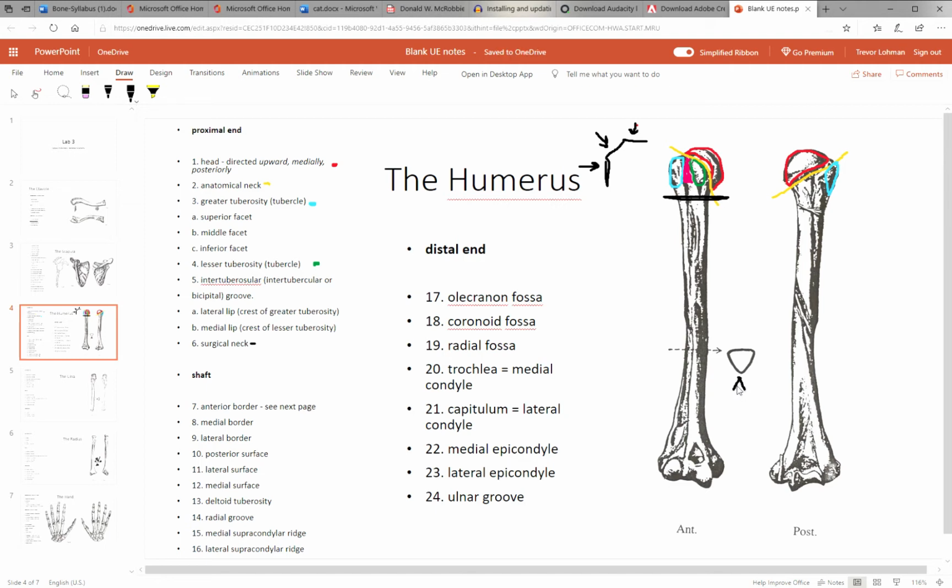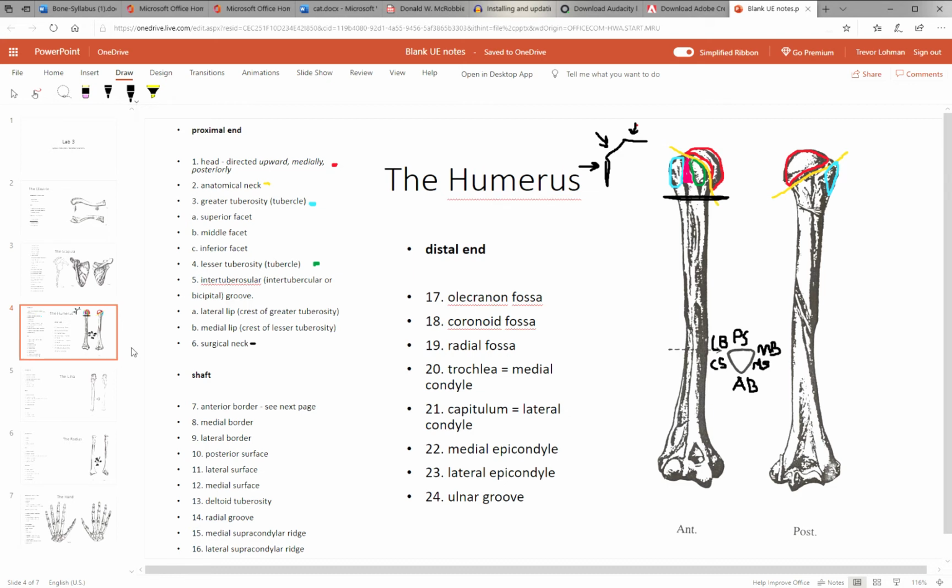So we're going to have 3 borders and 3 surfaces. So anterior border, medial border because it's on the side of the humeral head, so we know it's medial, and lateral border. Then we have a posterior surface, a medial surface, and a lateral surface. And those are your 3 borders and surfaces.